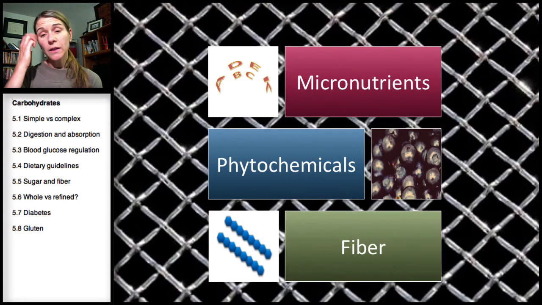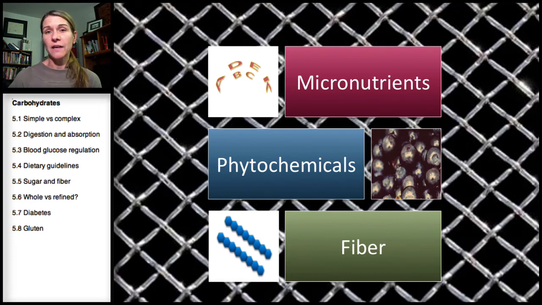So I'm going to talk a little bit about what can happen to fiber in foods when it's processed. And again, when we think about a whole food, it has micronutrients, so that's your vitamins and minerals. It has phytonutrients, and we talked about that. They have a lot of actions, but mainly as antioxidants. They help prevent chronic disease, and fiber. So when you eat the whole package, you're getting everything.